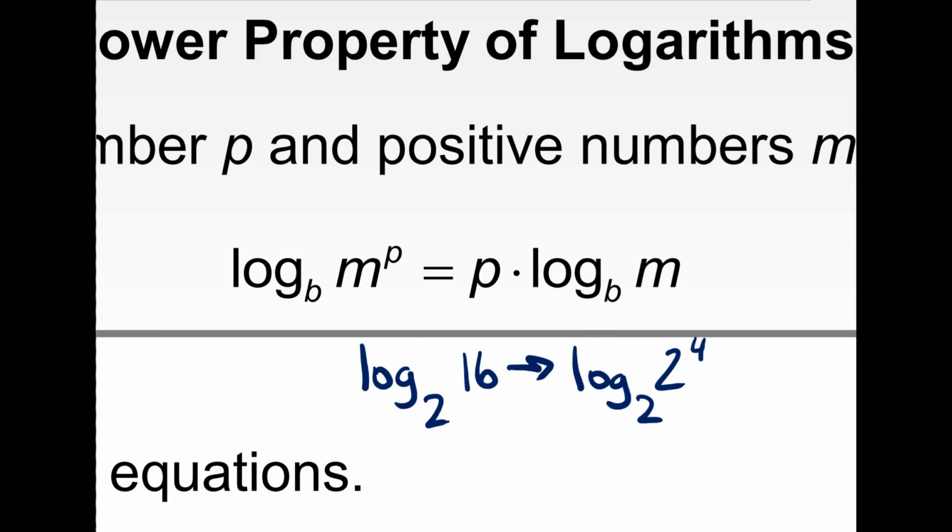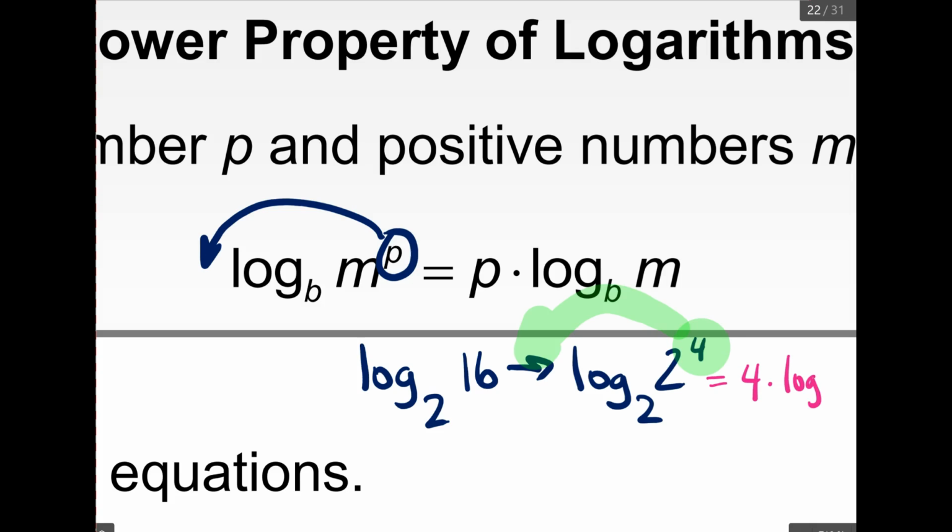So what we do is we take the exponent and bring it out top, bring it in the front. So I'm going to be multiplying by it. So I can bring this 4 out front, meaning I now have 4 times log base 2 of 2.